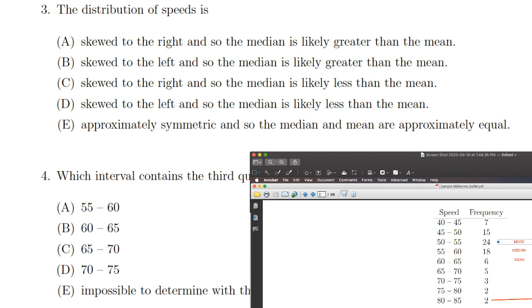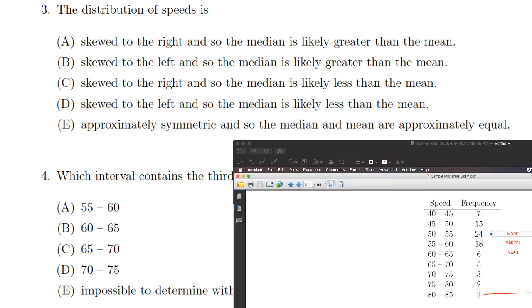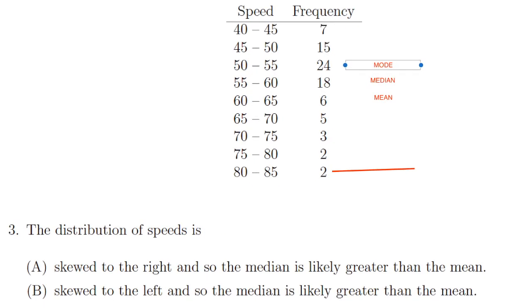All I can do is make it bigger here. That's what I'm going to do. Okay, for now. So our answer is that it's skewed to the right, so the median is less than the mean. C is the answer.